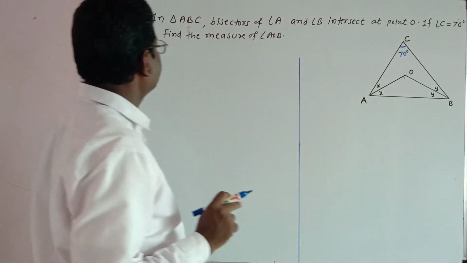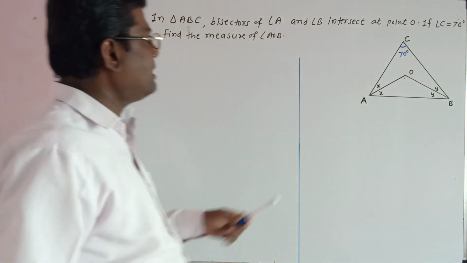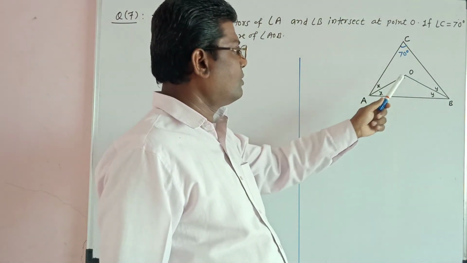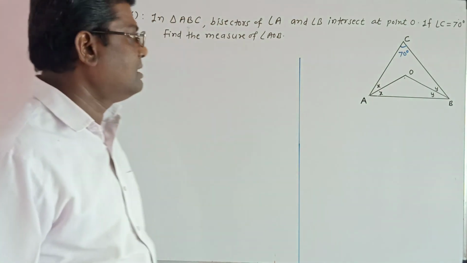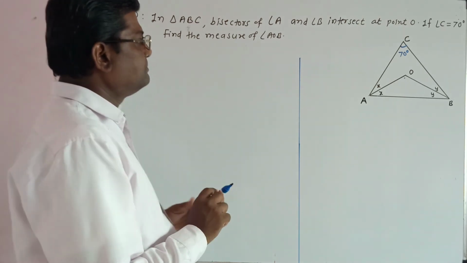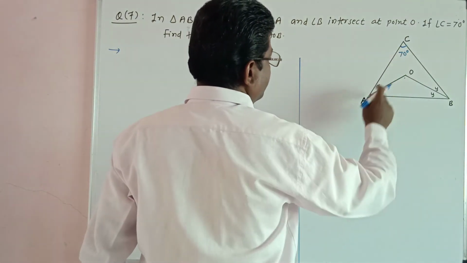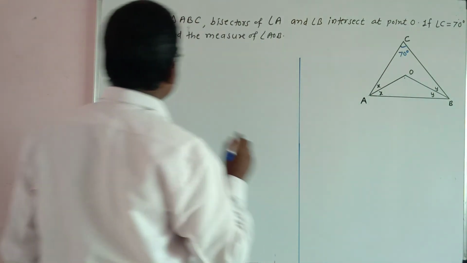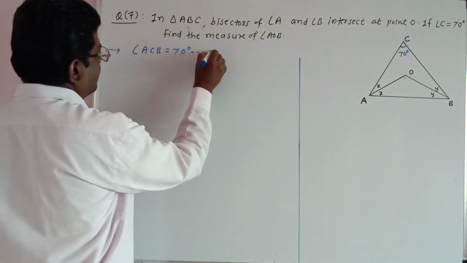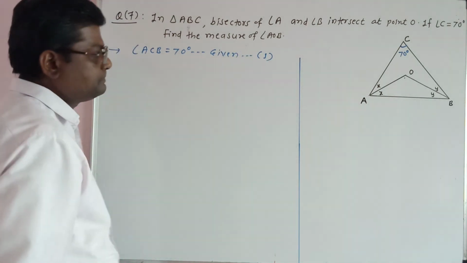Example number 7. In triangle ABC, bisectors of angle A and angle B intersect at point O. If angle C is equal to 70 degree, find the measure of angle AOB. Here we have given this angle as 70 degree, that is angle ACB. Angle ACB is equal to 70 degree. This is given. Let this be equation number 1.